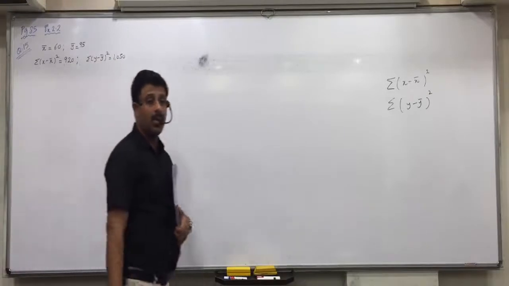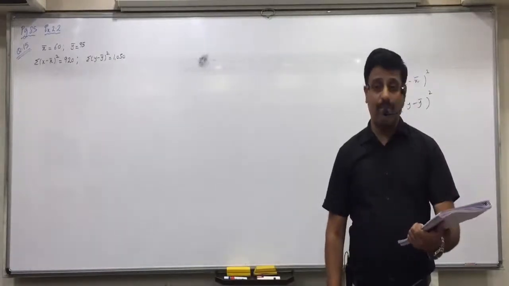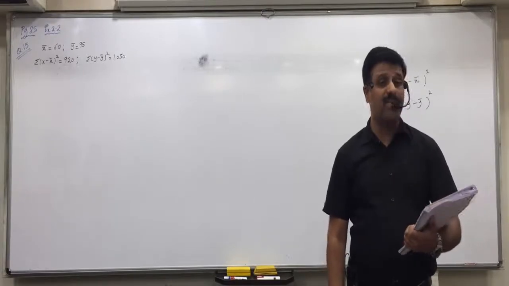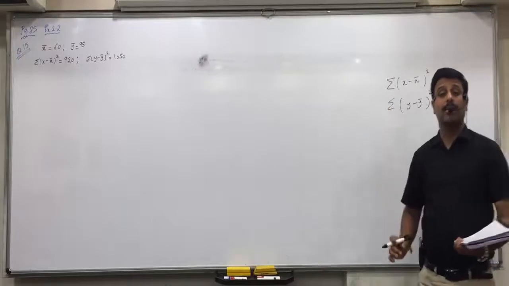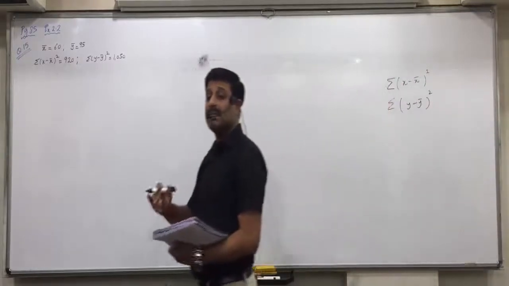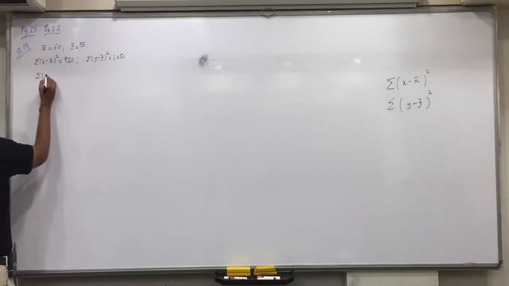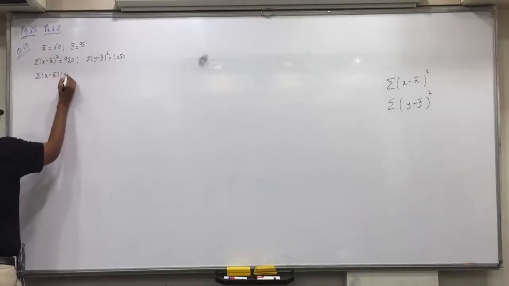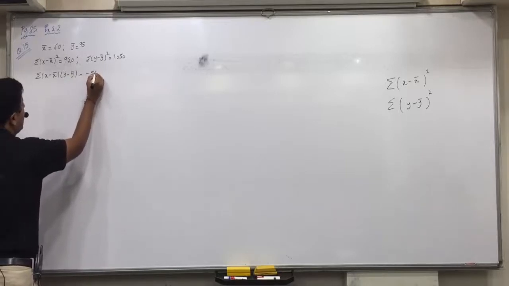Raise your hand if you did not understand the language. Now, what is this? Sum of product of deviations taken from their means. Underline the word product. Product means x minus x bar into y minus y bar. So sigma x minus x bar into y minus y bar is minus 545.